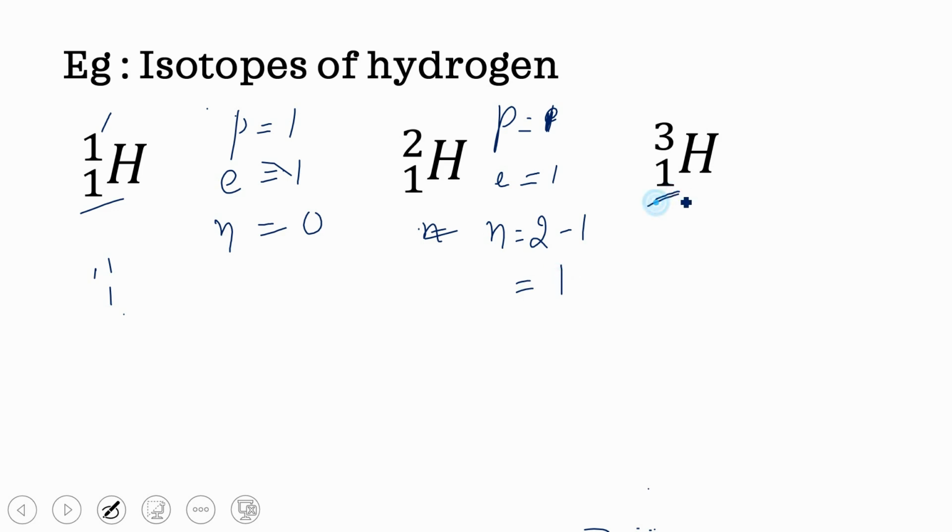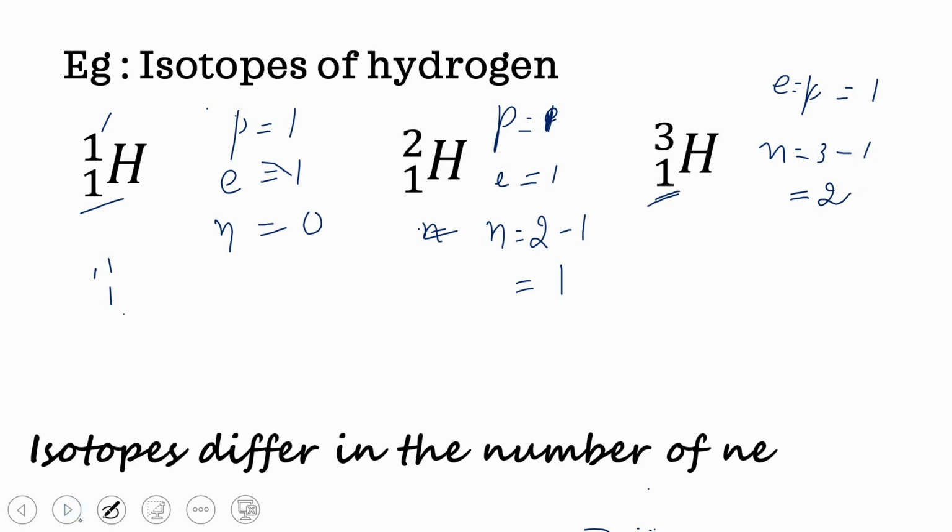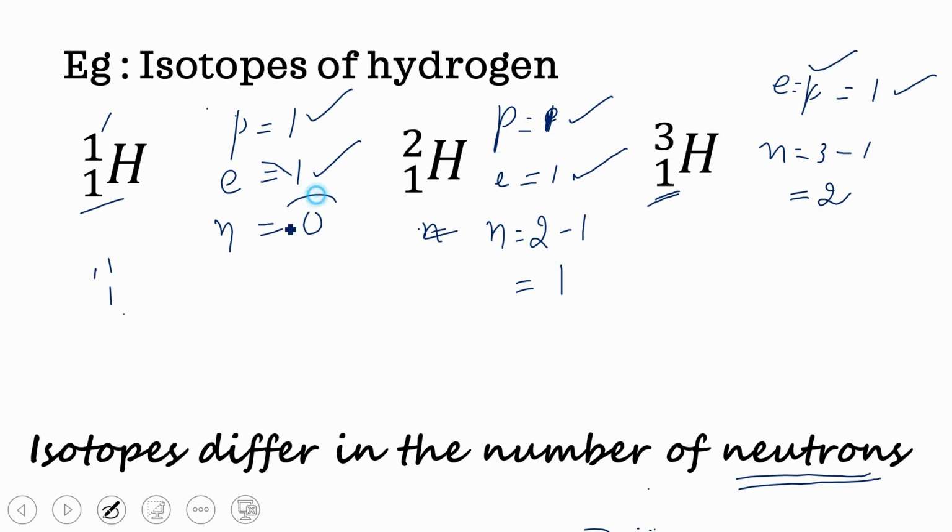Tritium, atomic number is 1. So number of electrons and protons is equal to 1. Neutron will be equal to 3 minus 1, that is equal to 2. So when you compare the three, you can see that they differ in the number of neutrons only. They have the same number of protons, same number of electrons, but differ in the number of neutrons. Ordinary hydrogen has no neutron, deuterium has one neutron, and tritium has 2 neutrons. So isotopes differ in the number of neutrons only.